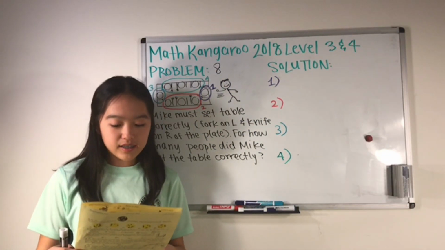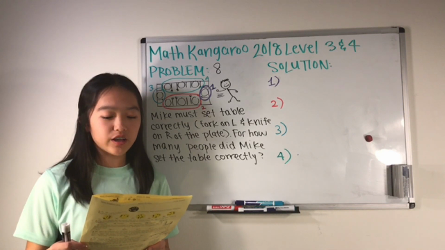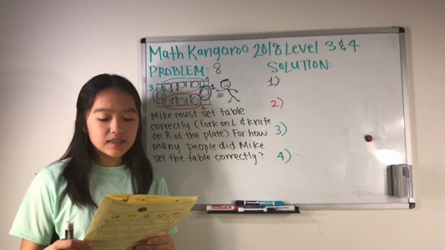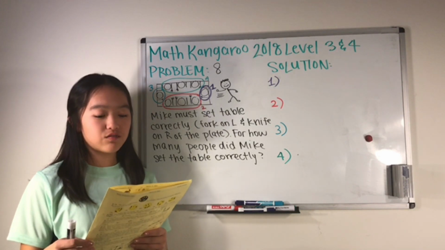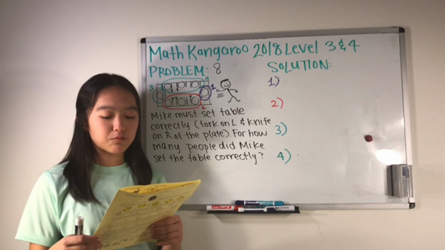Problem number 8 says, Mike sets the table for 8 people. He must set the table correctly for each person sitting at the table. Setting the table correctly means that the fork is on the left of the plate and the knife is on the right of the plate. For how many people did Mike set the table correctly?